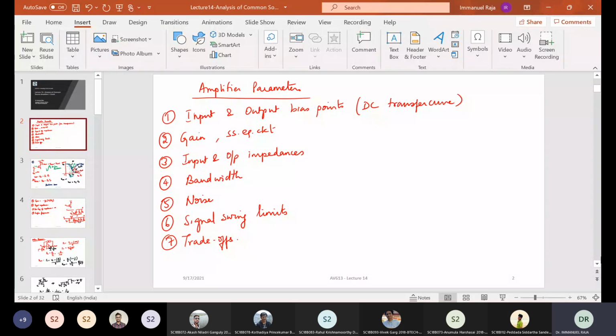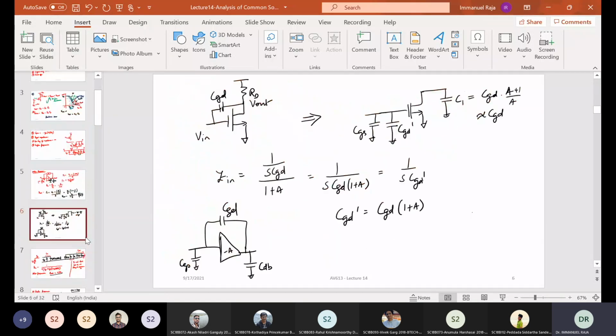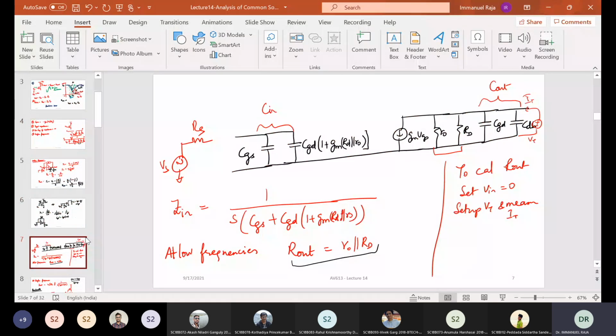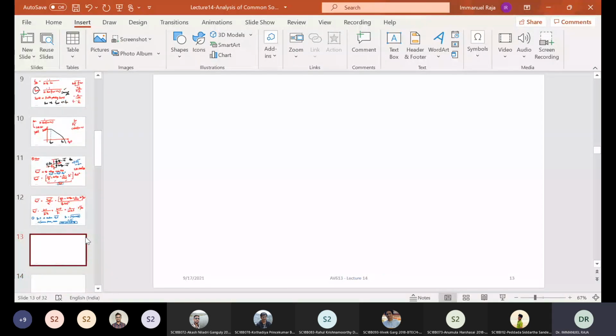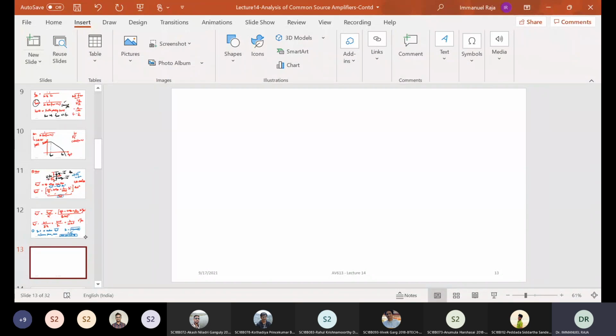So we looked at the DC transfer curve, the input and output bias points, how to choose them. Then we looked at gain, the small signal equivalent circuit, the input output impedances at low frequencies, high frequencies, bandwidth, noise. Now we started looking at a few trade-offs. We will continue that. In fact, we will look at signal swing, and then we will move over to other versions of this common source amplifier.